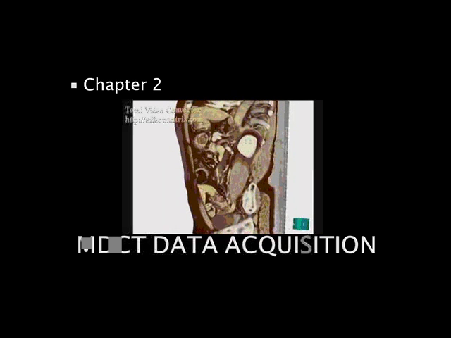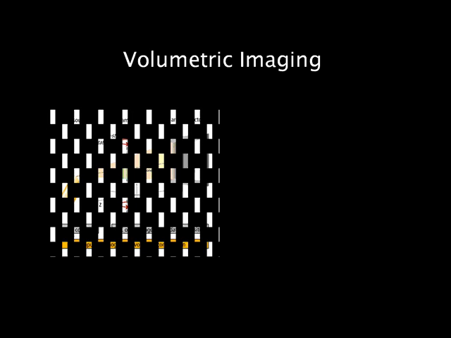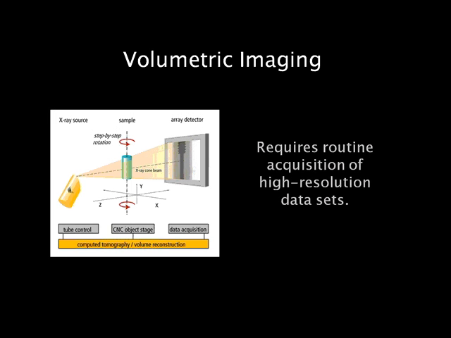Chapter 2, Multi-Detector CT Data Acquisition. Volumetric imaging in multi-detector CT requires routine acquisition of high-resolution data sets.